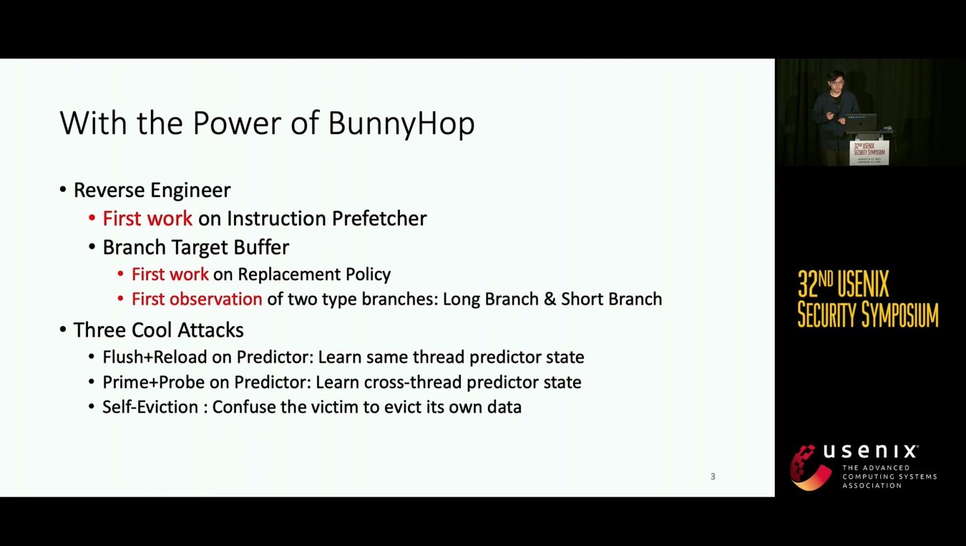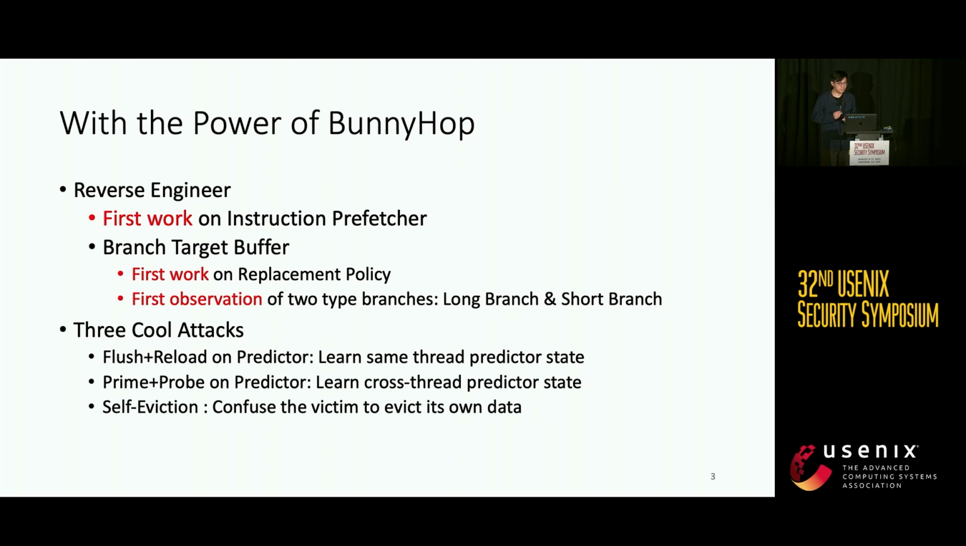In the first two attacks, we applied the techniques from cache attacks on the branch predictor. With the Flush+Reload technique, we are able to learn the branch predictor state on the same hyperthread. With the Prime+Probe technique, an attacker can learn the branch predictor state across hyperthreads. And in the end, we propose an attack called self-eviction. It is a variant of the evict time attack, and with self-eviction, we can confuse the victim into evicting its own data.